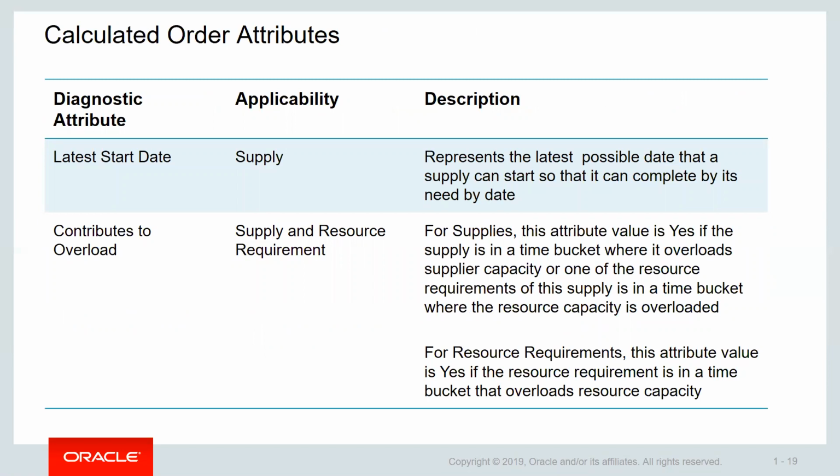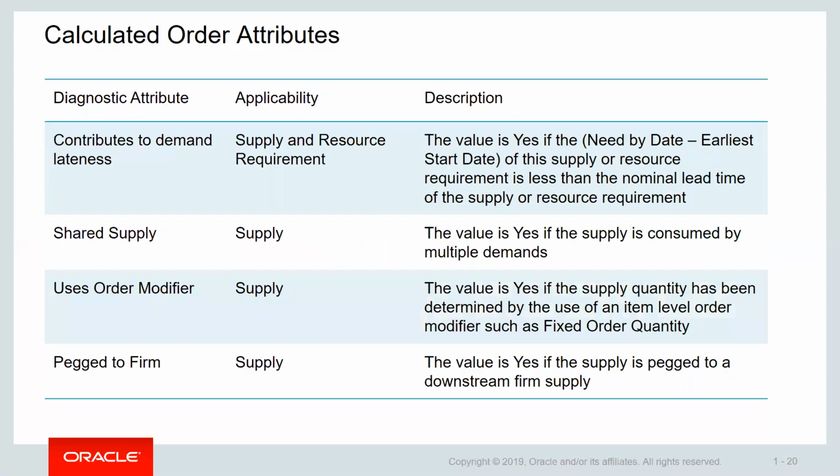Two other diagnostic attributes are shown here. One is the latest start date, and the other one is contributes to overload. The list of attributes continues here. These are contributes to demand lateness, shared supply, uses order modifier, and peg to firm.